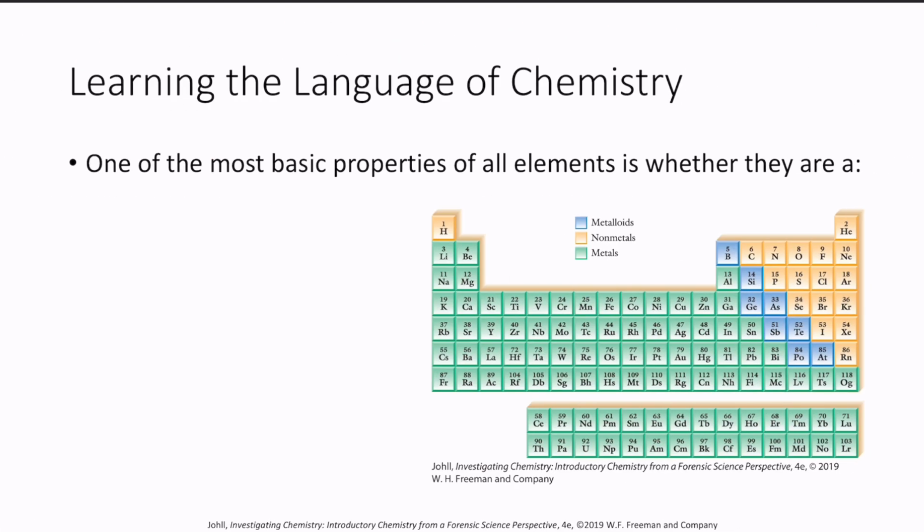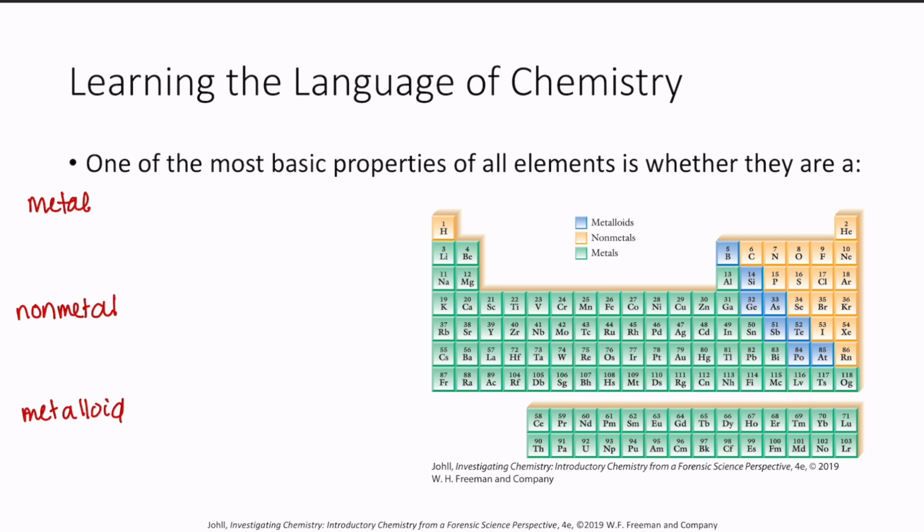Now, the simplest way that the periodic table is divided is by whether the element is a metal, nonmetal, or what is called a metalloid. Metalloid is a fun word for me, especially because I like to use my robot voice when I say it. So it is a metalloid. All right, so let's look at the properties of these different substances.